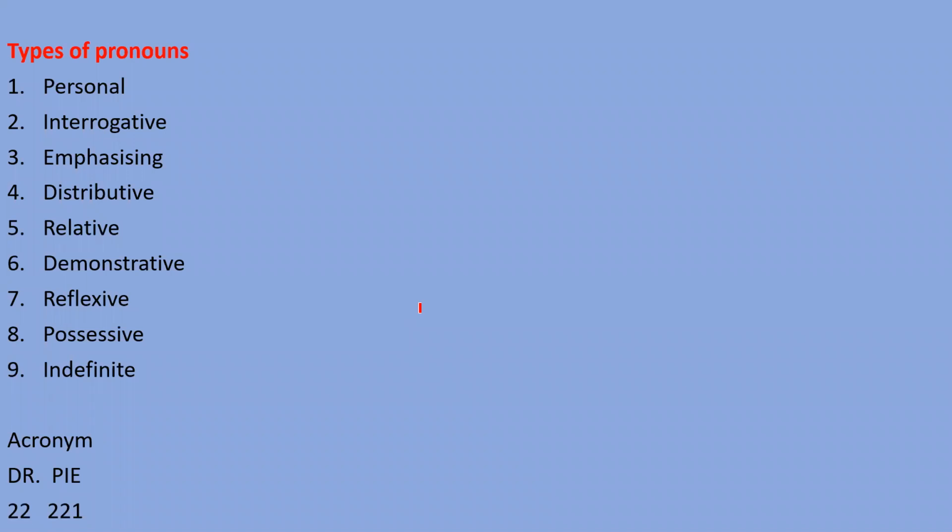So this is the code 22221, means 2 times D you have to use, 2 times R you have to use, 2 times P you have to use, 2 times I you have to use, and 1 time E you have to use to tell the types of the pronouns.